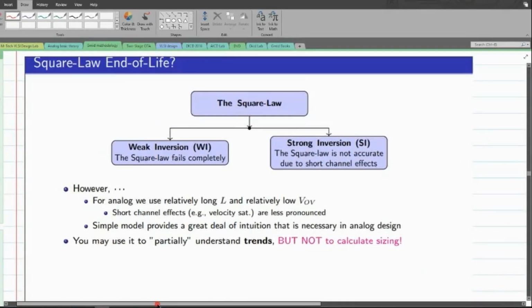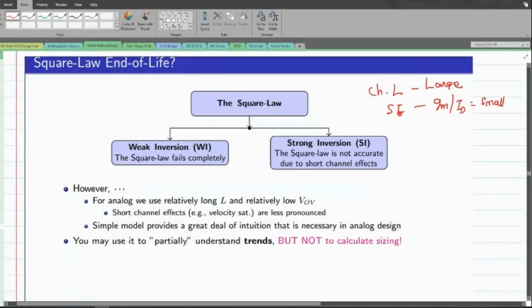We can still use the square law whenever we deal with a large channel length. Whenever I have a large channel length, I can use the square law. I also have to ensure that I'm biased in strong inversion. In order to bias this transistor in strong inversion, I have to fix the gm over ID to a small value. If I fix it to a small value, then I'm in strong inversion. So if I have these two conditions, then I can still make use of the square law. But that is not the end.